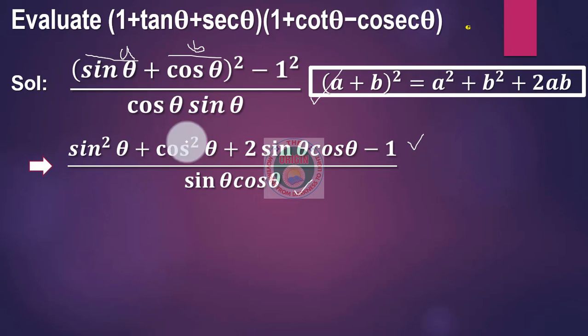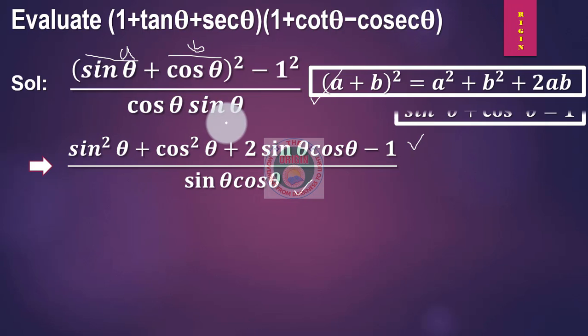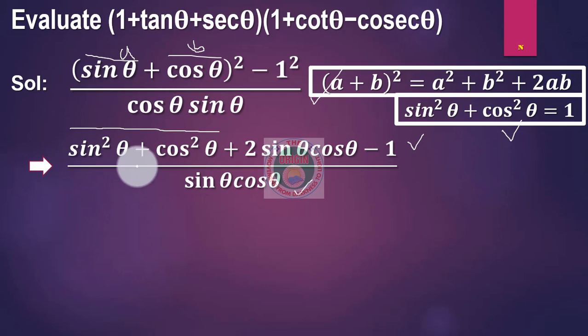The denominator is the same. Just I interchanged the terms here. Now, you already know the formula sin square theta plus cos square theta equals 1. That means here we have sin square theta plus cos square theta, and this value is 1.